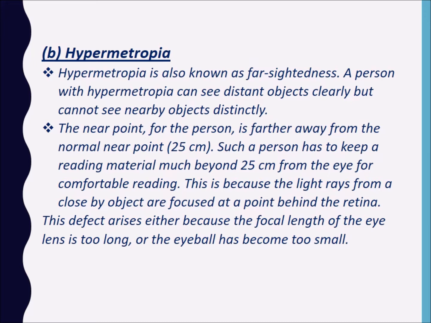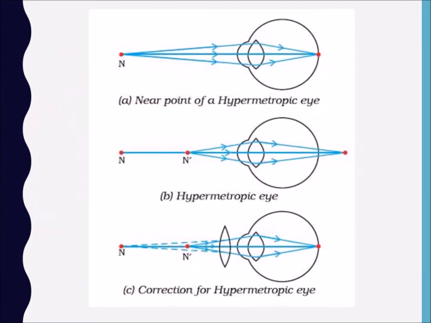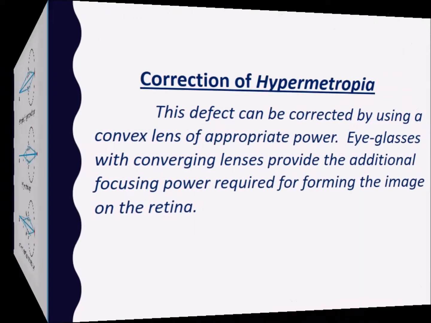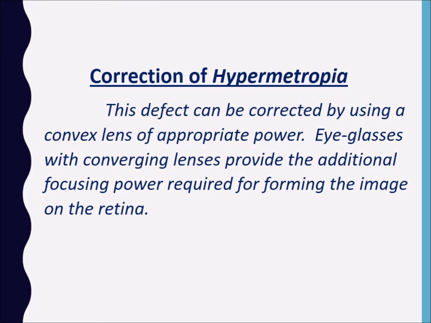This is because the light rays from a close-by object are focused at a point behind the retina. This defect arises either because the focal length of the eye lens is too long, or the eyeball has become too small. Correction of hypermetropia. This defect can be corrected by using a convex lens of appropriate power. Eyeglasses with converging lenses provide the additional focusing power required for forming the image on the retina.